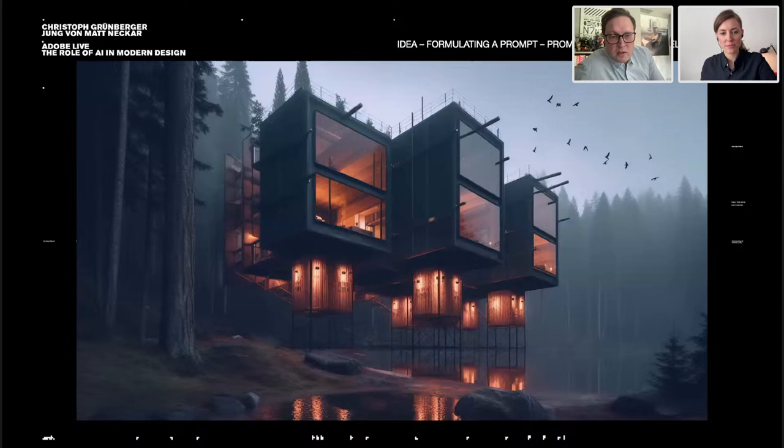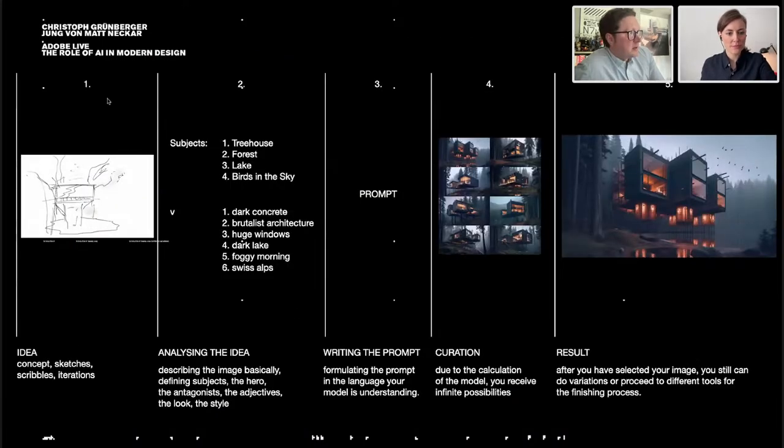And if you look at the process, it's like this. The first step is coming up with the idea, the concept sketch, scribbles, iteration. So this will never change, because the AI is just a tool you have to use to come up with your best solutions for the project realization. Then the second part is the analyzing of the idea, describing the image, defining the subjects, the hero, the antagonists, the adjectives, the look, the style, the resolution, whatever. Then you write this in the prompt.